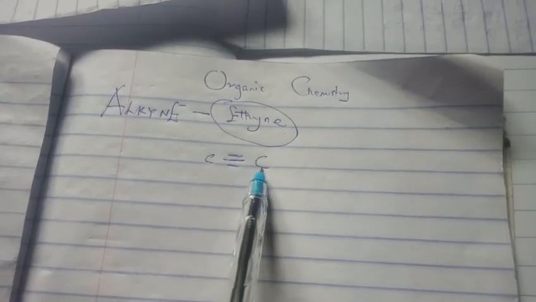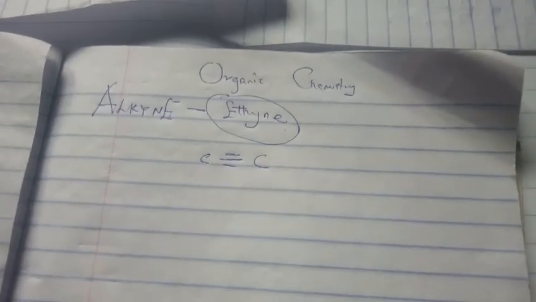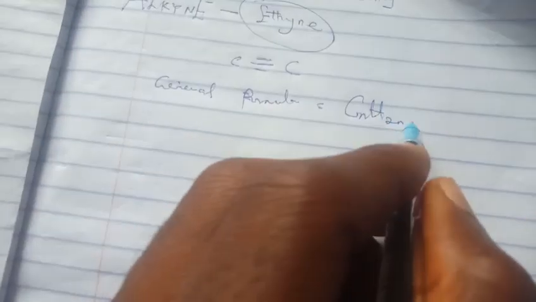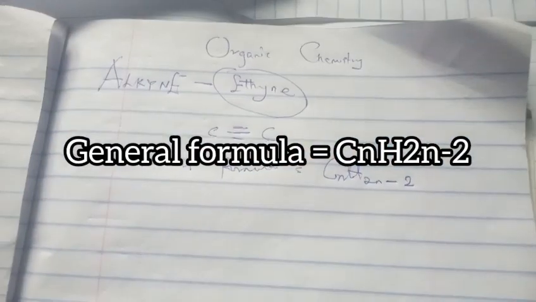a triple bond. So in terms of drawing a structure like ethyne, you should note the general formula. The general formula for alkyne is CnH2n minus 2. Remember, the one for alkane is CnH2n plus 2, alkene is CnH2n, then alkyne will be CnH2n minus 2, which is the general formula.